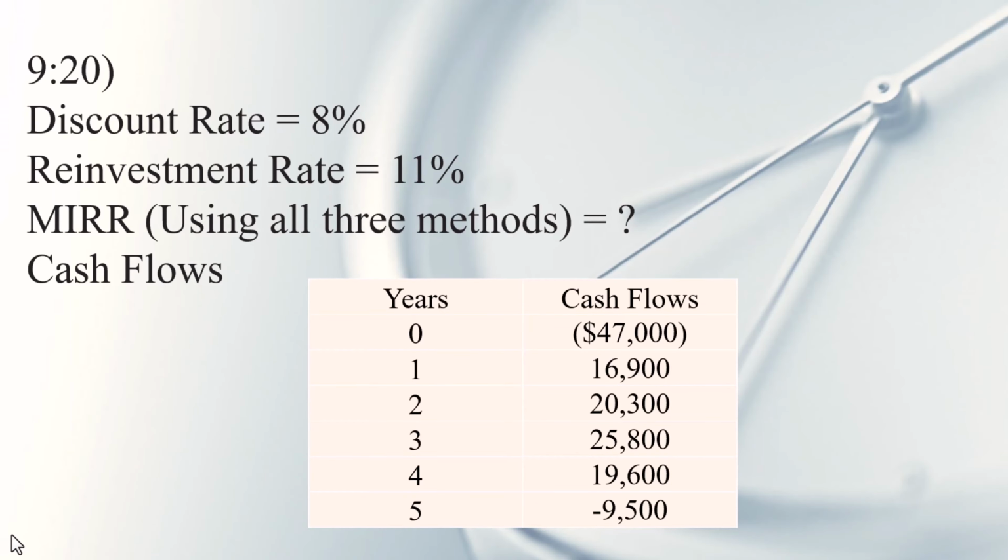Suppose the company in the previous problem uses a discount rate of 11% and a reinvestment rate of 8% on all of its projects. Calculate the MIRR of the project using all three methods using these interest rates. So the discount rate is 8%, the reinvestment rate is 11%. We have to calculate the MIRR by using all three methods, and cash flows are for 5 years, where the first and last year have cash outflows and the remaining years have cash inflows.